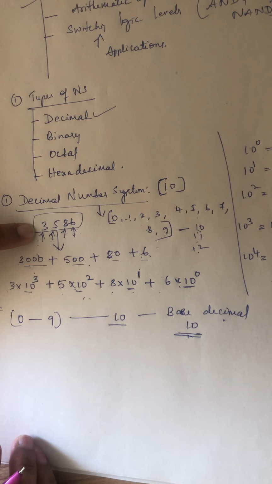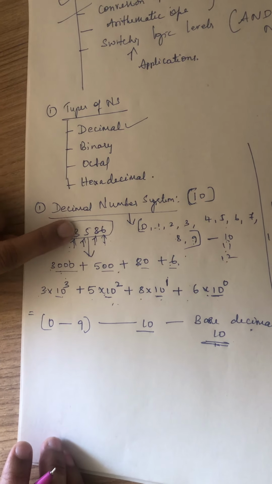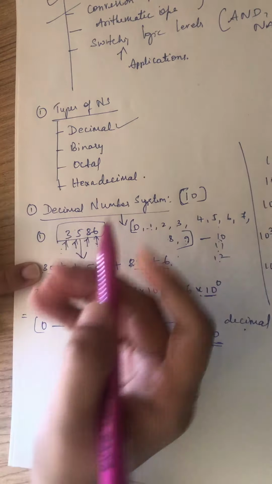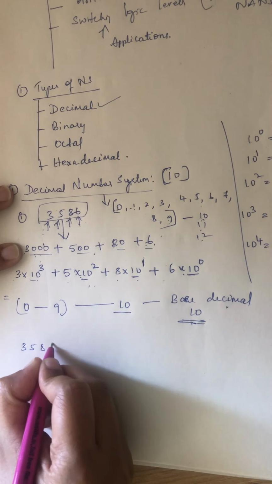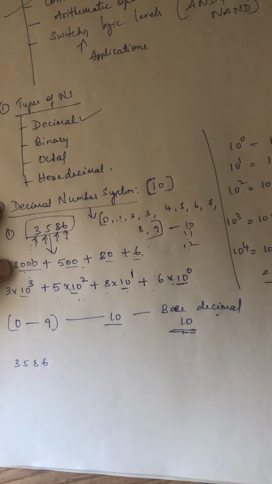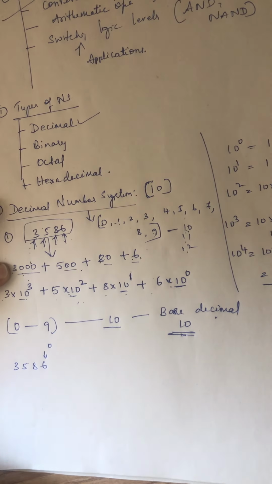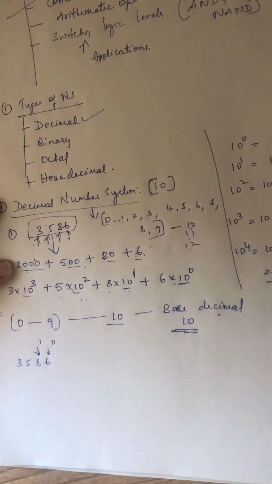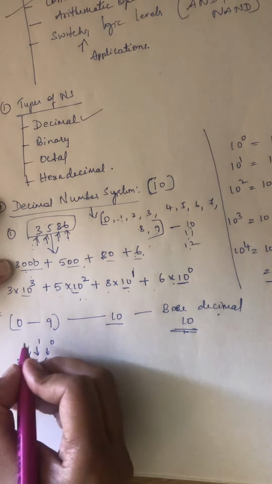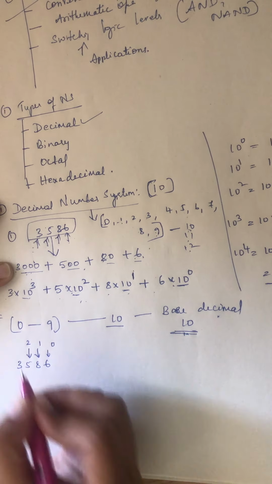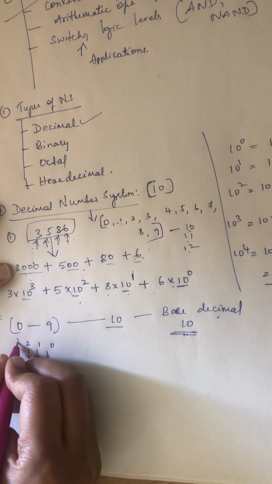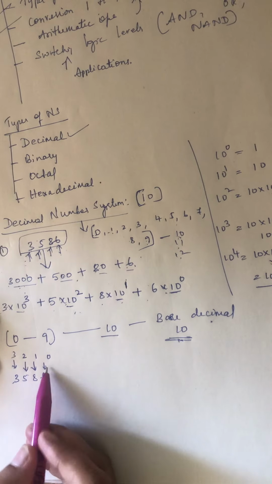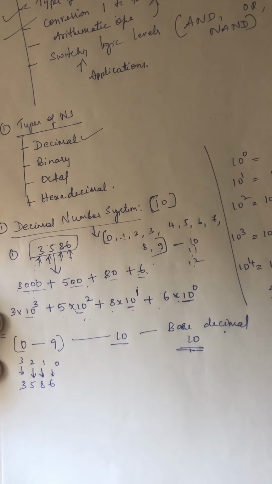I have split this 3586 as the number with its position. If I take the same number 3586, the last digit 6 is at the 0th position, 8 is at the first position, 5 is at the second position, and 3 is at the third position. So first and foremost, I have written the position of each number.